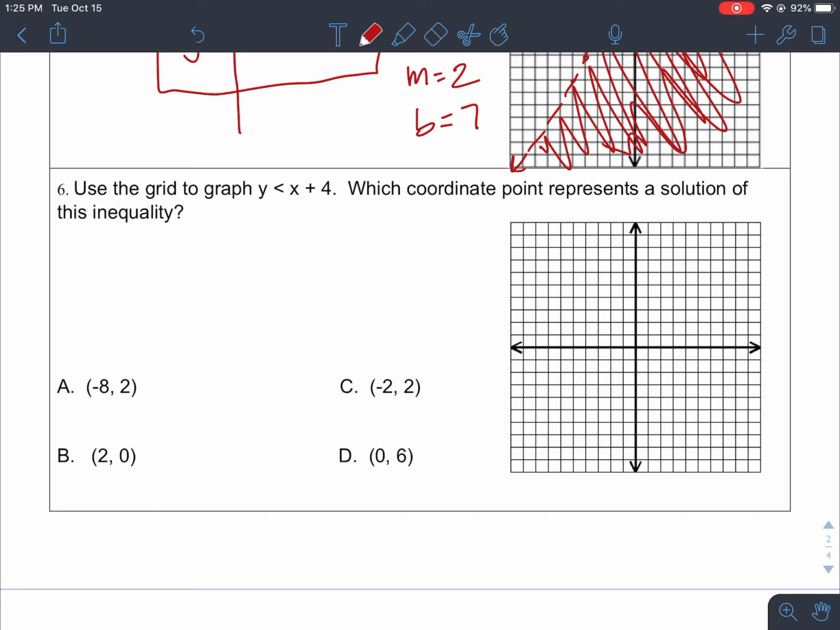Number 6, this is a multiple choice question. It says use the grid to graph y is less than x plus 4. Which coordinate point represents a solution of this inequality? So the first thing that we have to do is graph this. So y is less than x plus 4. My slope is 1 and my y-intercept is 4. So I'm going to go ahead and graph it with a y-intercept of 4 and use the slope of 1.